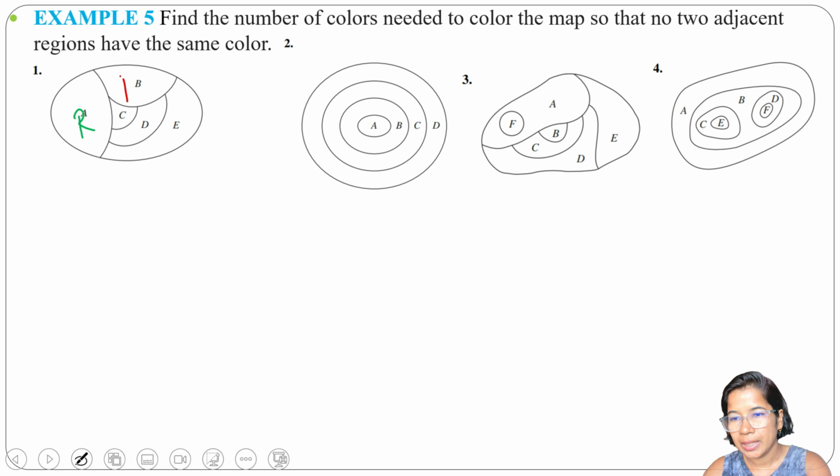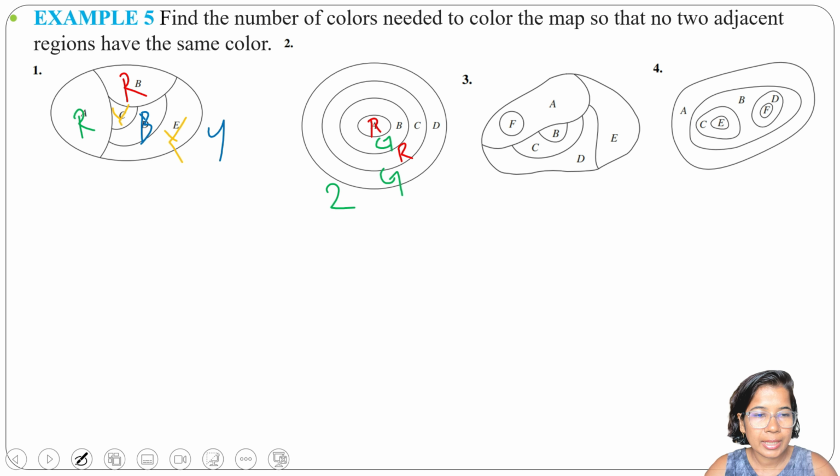Let me assign B as red. If B is red, then C, D, E cannot be red as all are adjacent to B region. So let me assign C as yellow and E as yellow. Then I can assign D as blue. We need 4 colors for the first graph. Next, check the second graph. If we assign A as red, C can also be red. If we assign B as green, then D can also be green, right? So we just need 2 colors for region coloring of this graph.